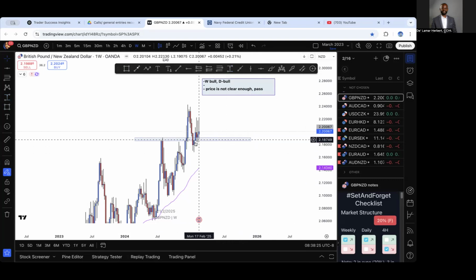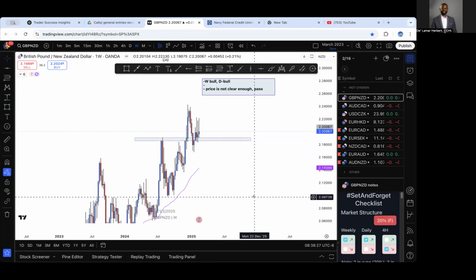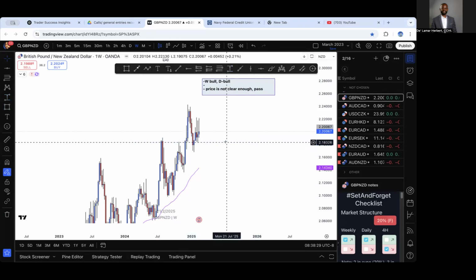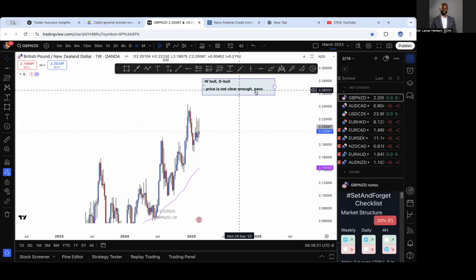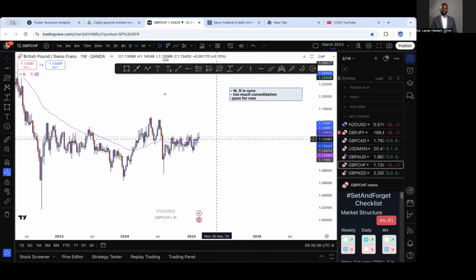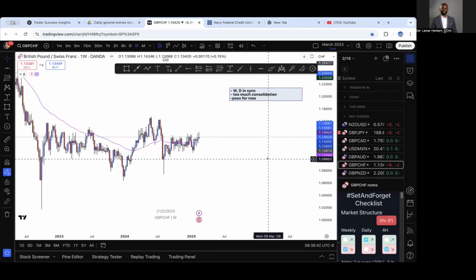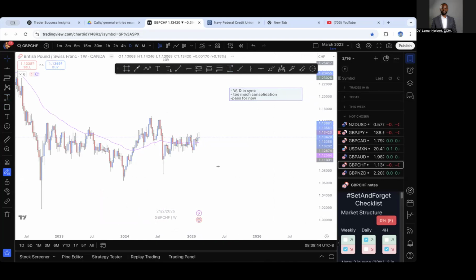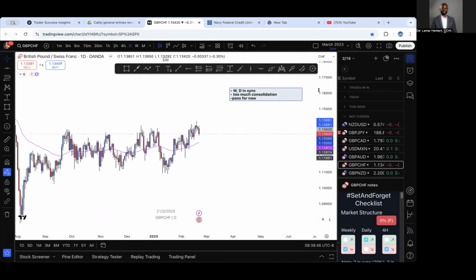But you know what? That's not really even like a clear area of interest, honestly. I wouldn't even count that as an area of interest. So it just looks not clear enough. So that's what I say, pass. It's just not clear enough. Okay, GBP CHF. Oh yeah, look at all this. Yeah, too much consolidation. You know, weekly is bearish, daily is bullish, not in sync too, pass.